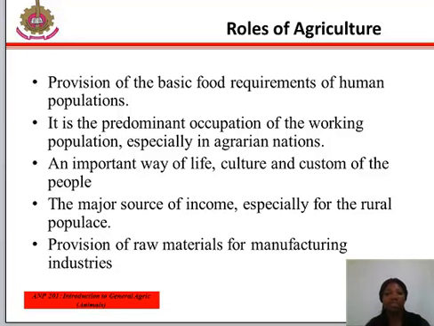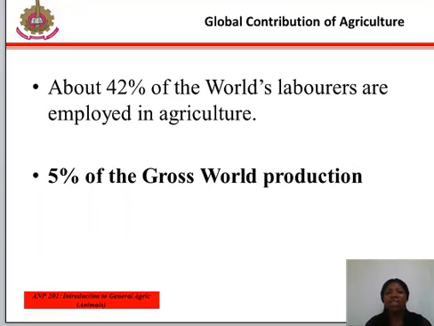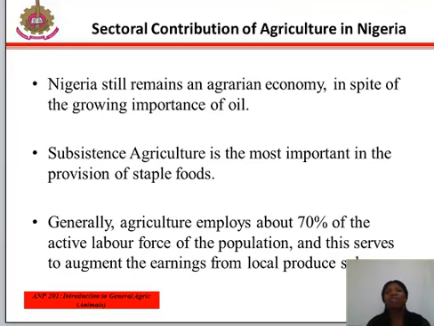About 42% of the world's laborers are employed in agriculture. Thus, this makes it by far the most common occupation in the nation. In spite of this, agricultural production sectors account for less than 5% of the gross world production, that is, the 5% of the aggregate of the national domestic product, the GDP, that we have in the nation. In spite of the growing importance of oil in the nation, Nigeria still remains an agrarian economy.